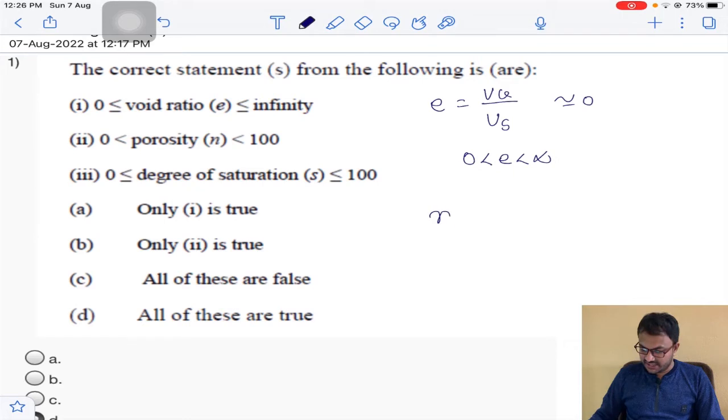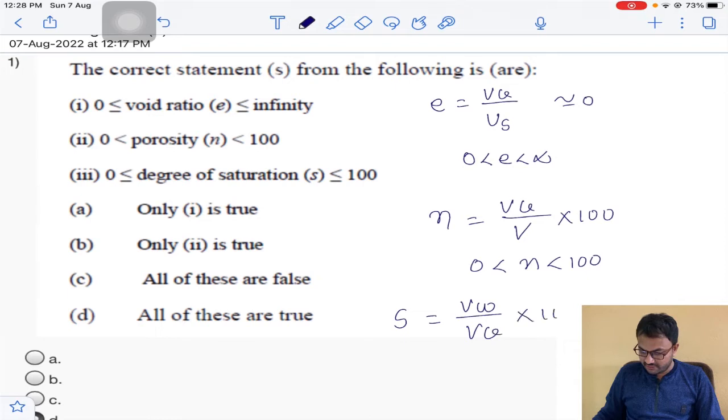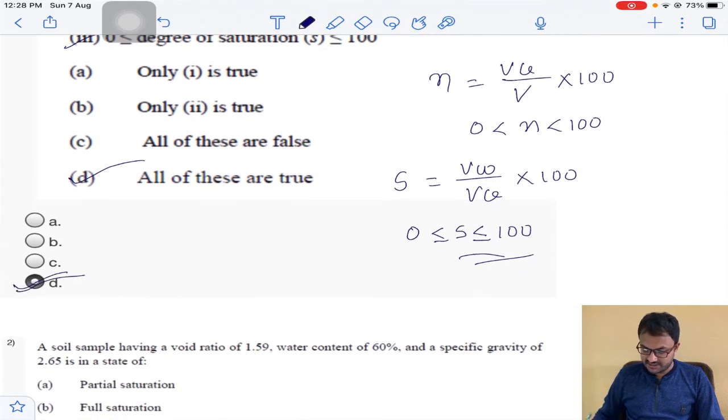Now coming to porosity n. Porosity n is equal to volume of voids divided by total volume of soil into 100. So it is a percentage. The limits here are 0 less than n less than 100%. And coming to degree of saturation, S is equal to volume of water divided by volume of voids into 100. The limits for this are 0 less than or equal to degree of saturation less than or equal to 100. So the given statements all are correct. For question number 1, the answer is D.